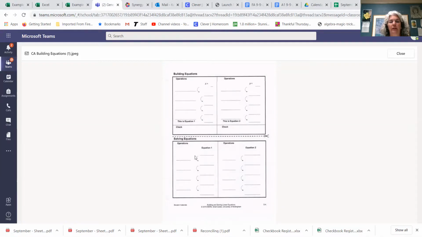Okay, and then what you're going to do is take those equations and bring them straight down, and then work backwards to solve them. So let's take an example. I'm going to share this on the whiteboard.